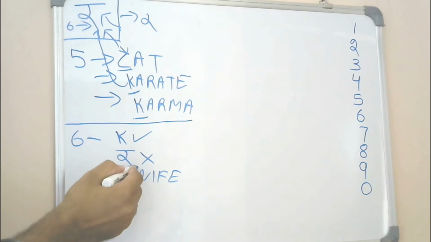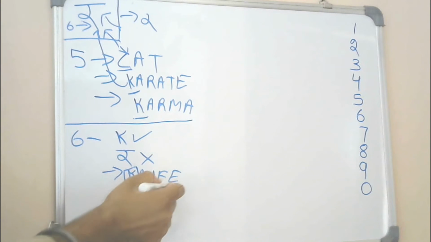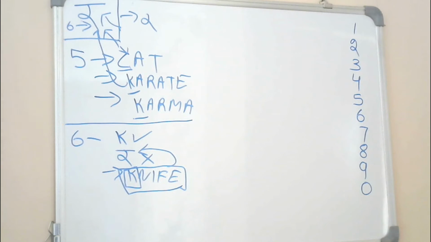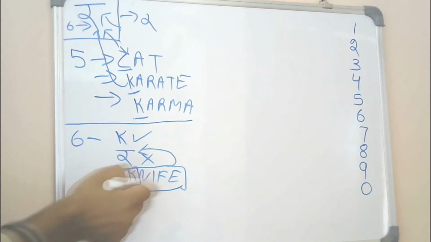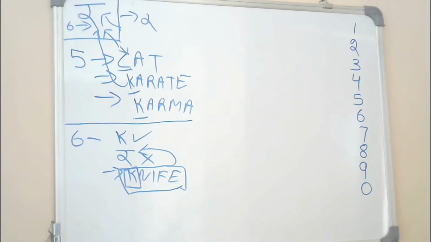Because even though it is starting from K, it is a silent letter, this word will not be starting from Kaka. Because it is a knife, not knife. If this word will be knife instead of knife, then this word will be starting from Kaka. As it is not true, so this will be the example for the sixth step.